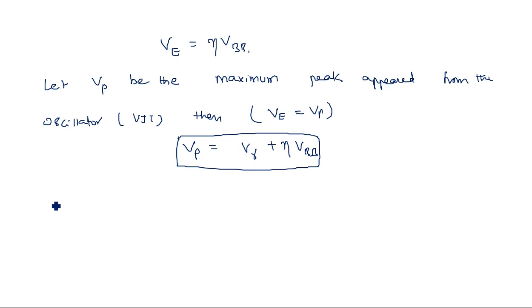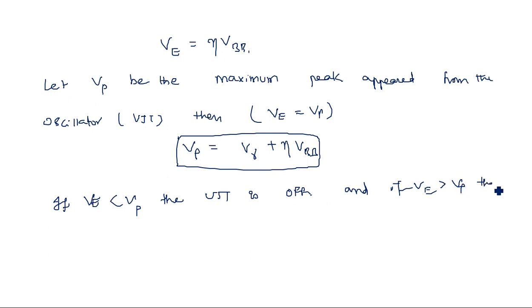So we can say if VE is less than VP, the UJT is off. And if VE is greater than VP, the UJT is on. You can better understand this when we go into the UJT relaxation oscillator circuit diagram. Before that, let me explain the symbol and characteristics of this UJT.